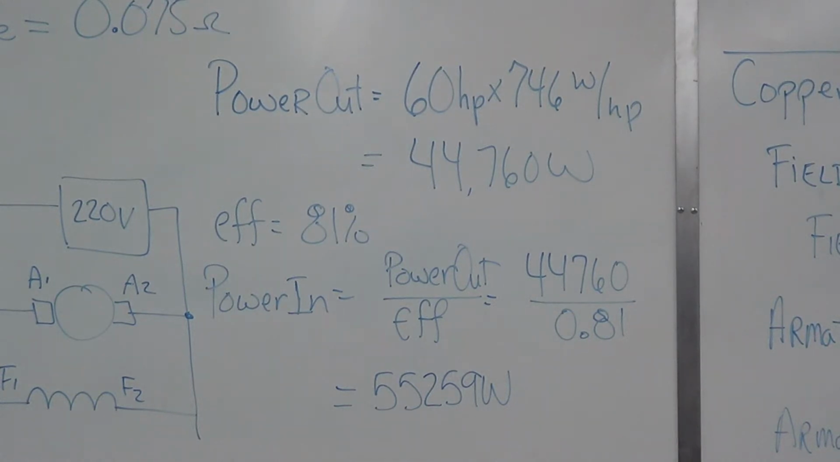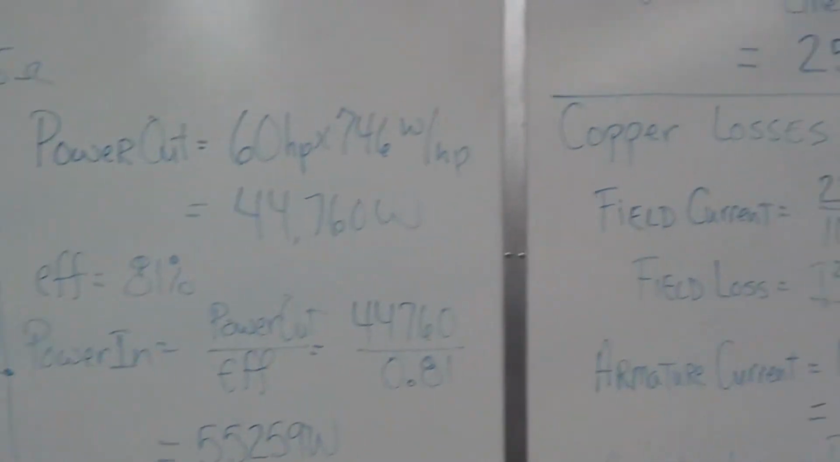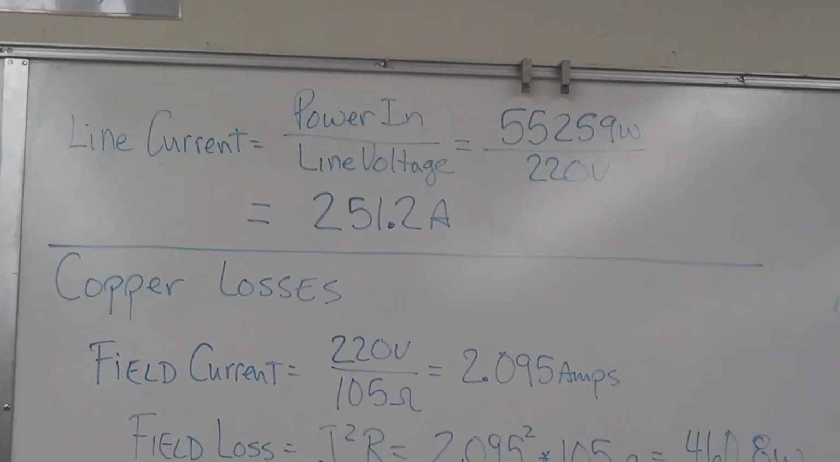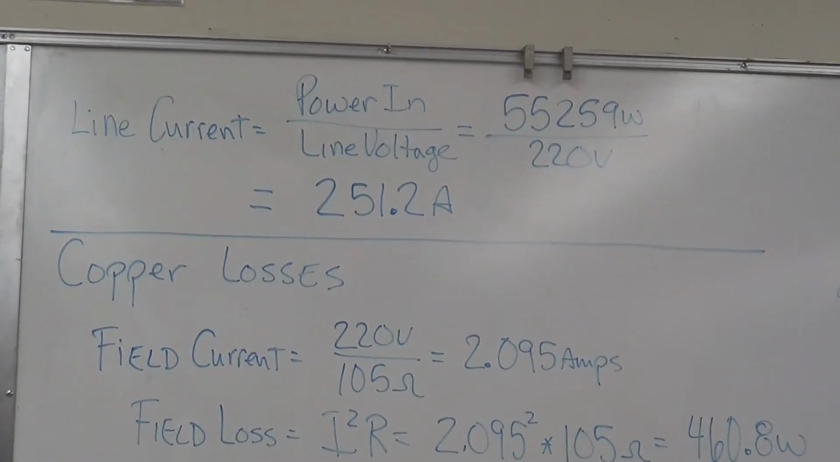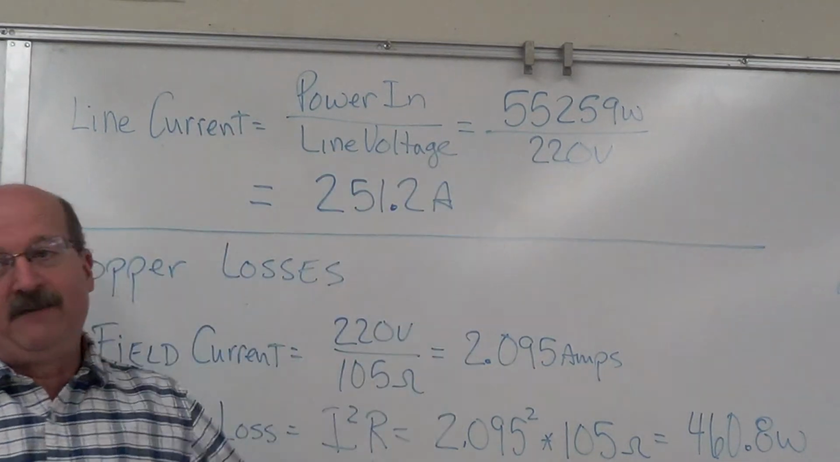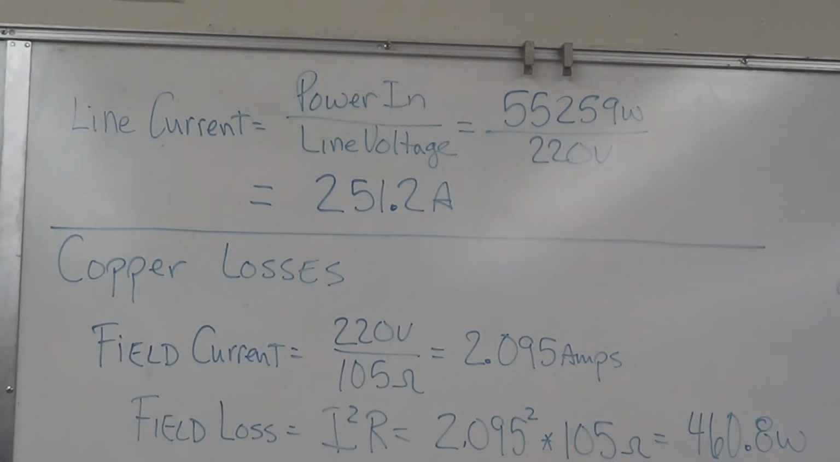Questions so far on that? Pretty good with that? Okay, now we've got line current, which should be very simple. Power in divided by our line voltage, 55,259 divided by 220, gives us a grand total of 251.2 amps. We're going to need that later, so keep that. That's why they had you calculate line current.